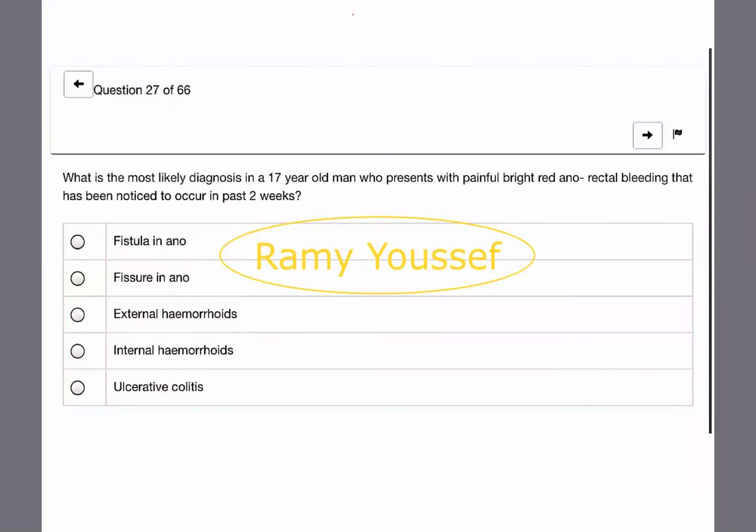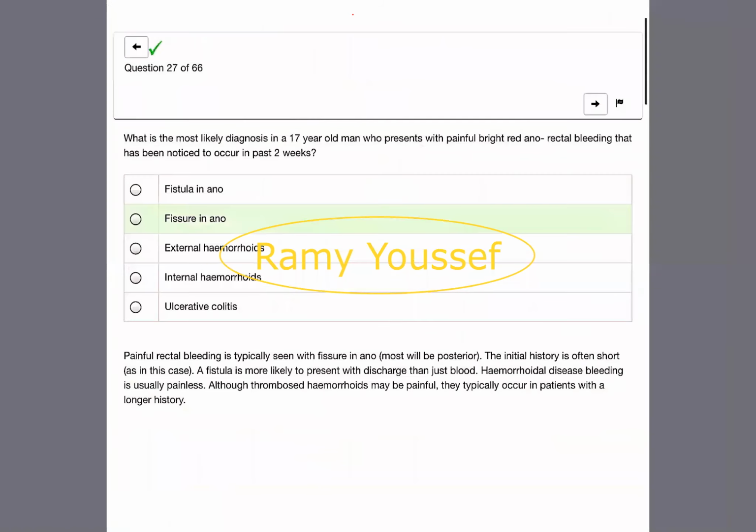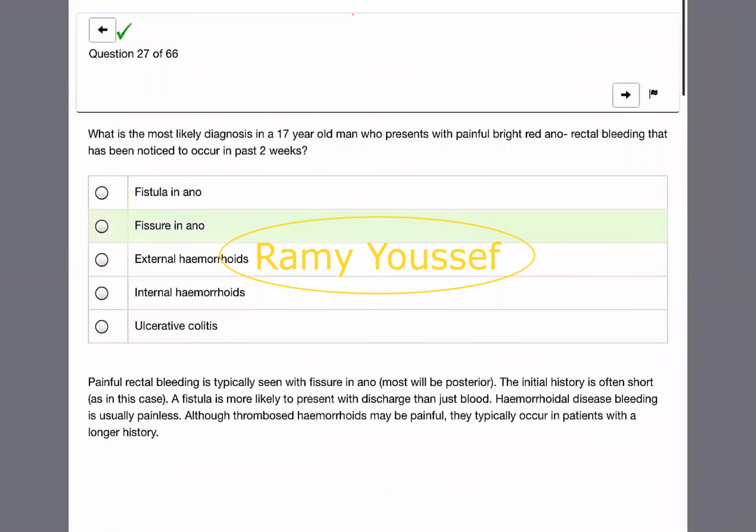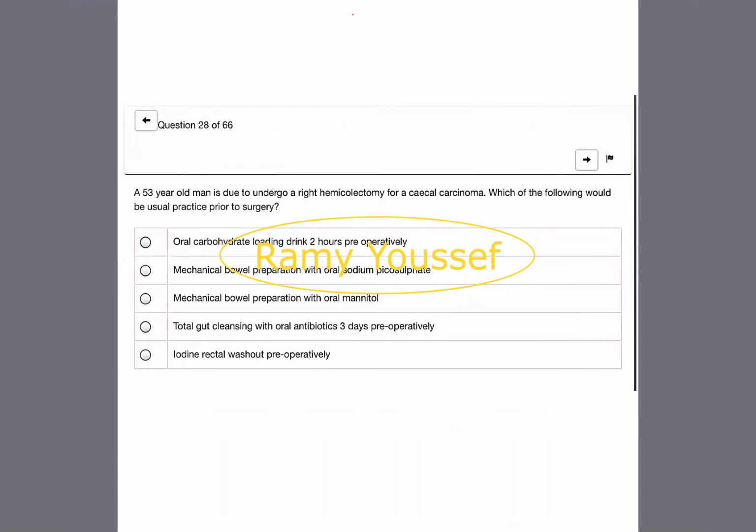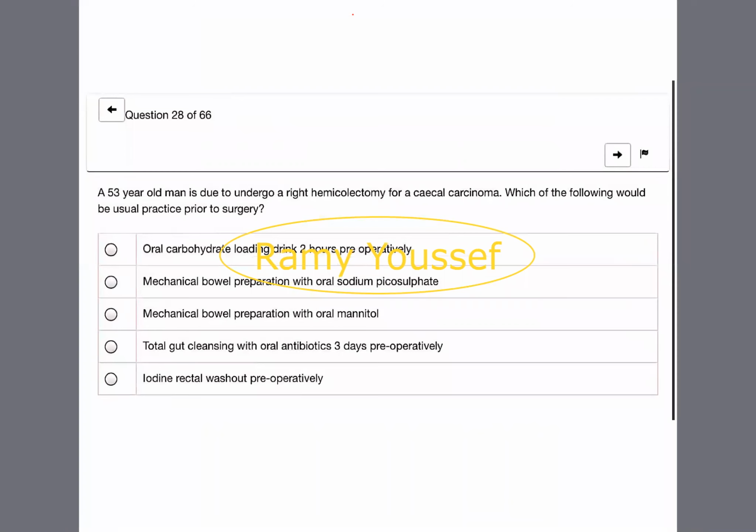Next question. I think we have the last two questions now. What is the most likely diagnosis in a 17-year-old man who presents with painful bright red anorectal bleeding that has occurred in the past 2 weeks? Fissure in ano. Exactly. Young patient, painful bright red rectal bleeding, no other symptoms, so it is fissure in ano until proved otherwise. I think this is the last question and we can continue tomorrow.